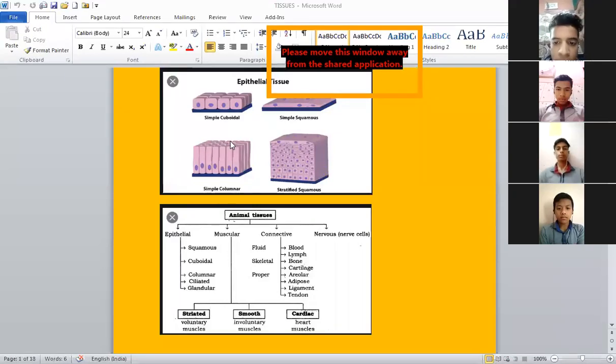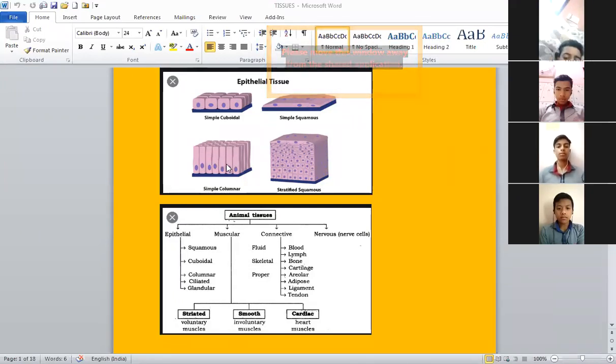Then columnar. This is columnar epithelium. They act as columns or pillars. Columnar epithelium consists of pillar-like cells which are taller than their breadth. They are tall, breadth is less. Simple.